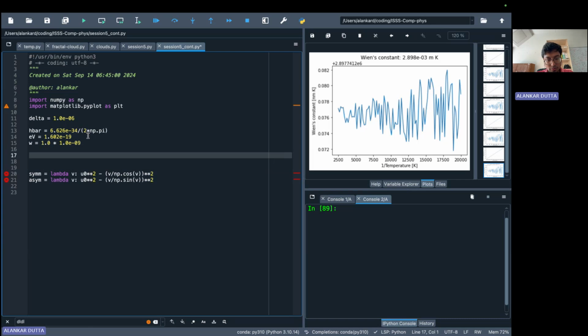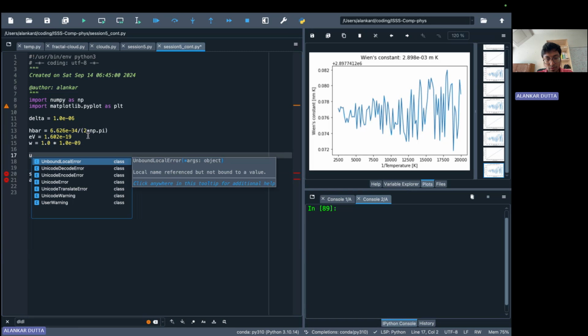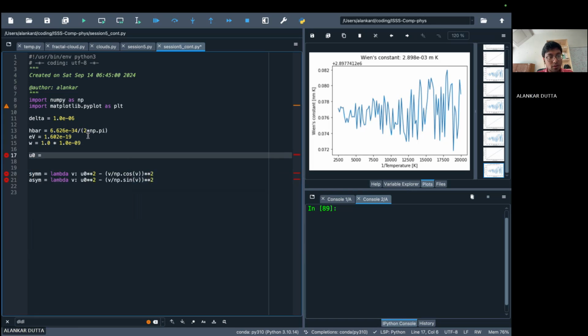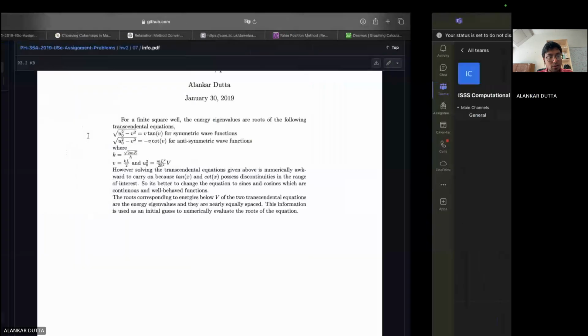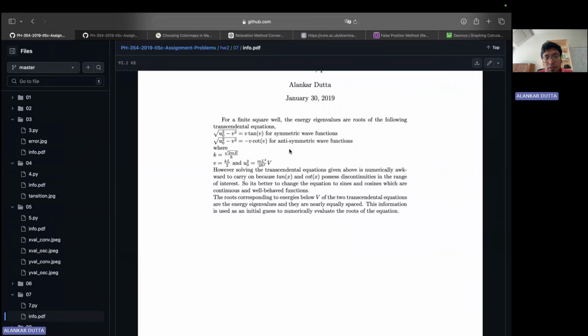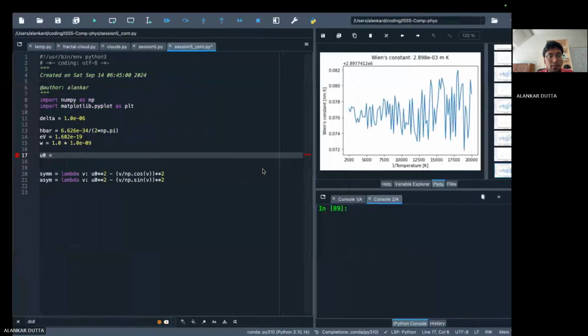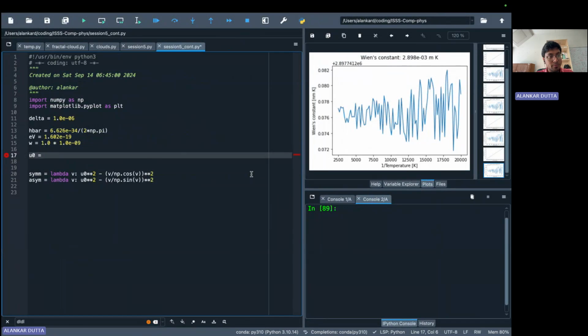U naught. So U0. This is m L square over 2 h bar square.